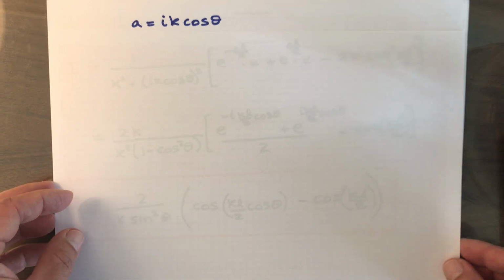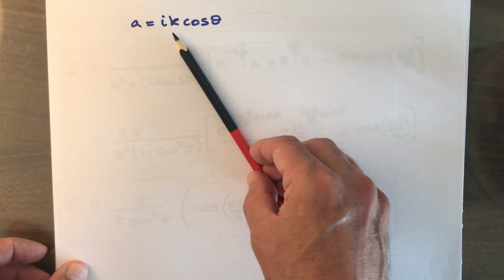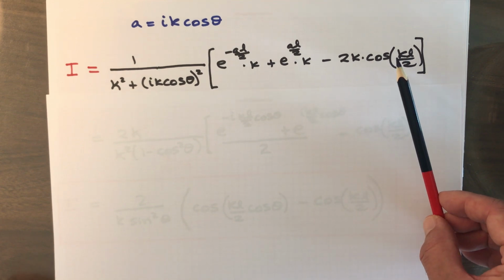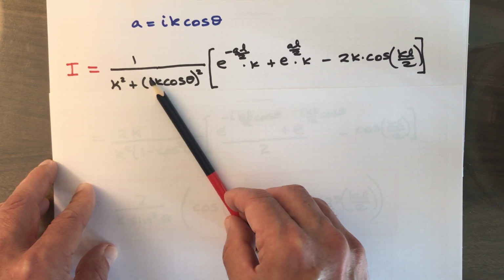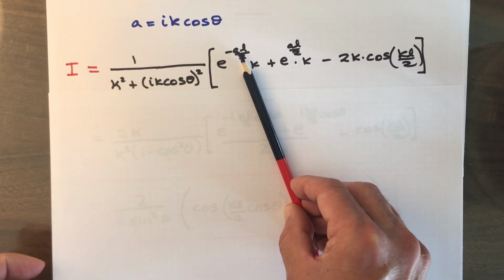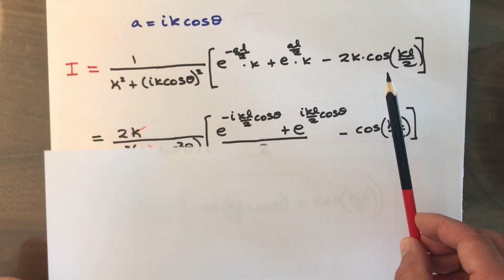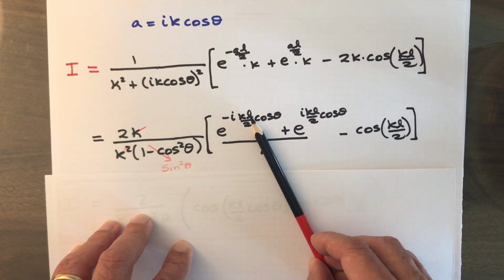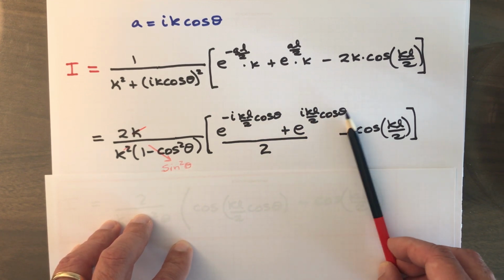Okay. Next, we go ahead and replace the final term, a equals i cosine theta times k. So when we do that, we start noticing that our integral becomes 1 over k squared plus a squared, which now becomes 1 over k squared plus this term, quantity squared. And then the next thing we do is we replace ik cosine theta here and here. When we do that, we notice that we end up with e to the minus ikl over 2 times cosine theta and e to the ikl over 2 cosine theta.